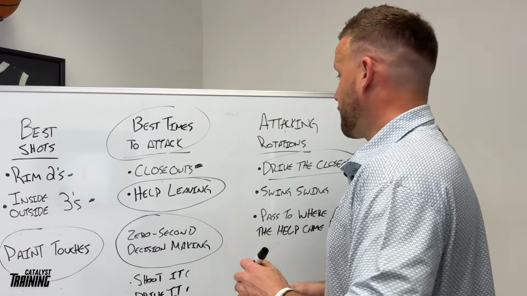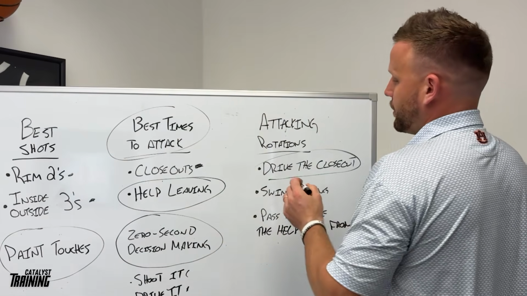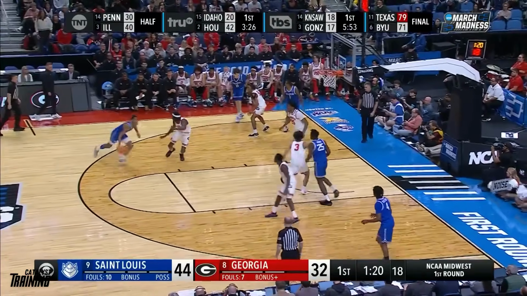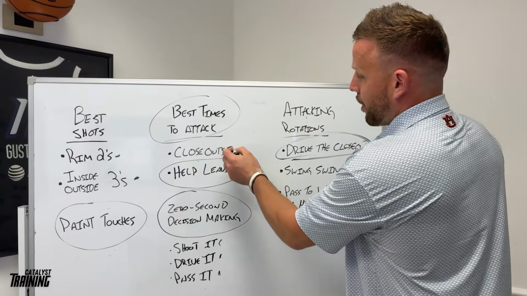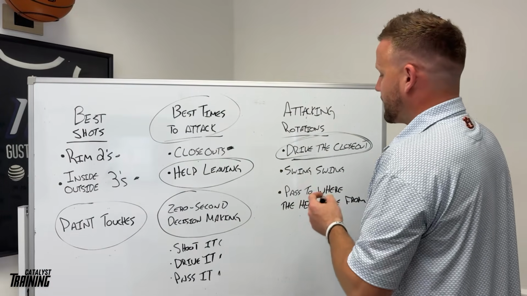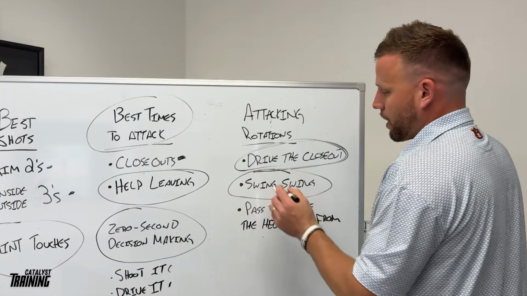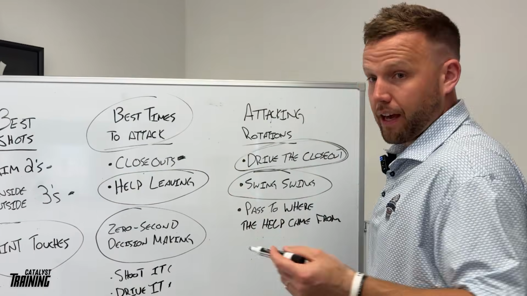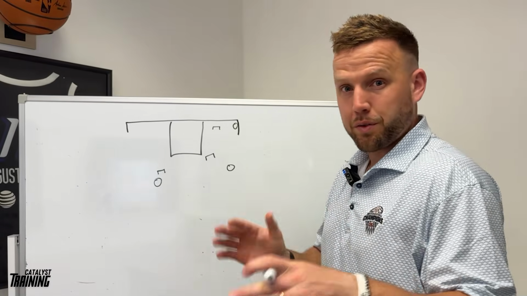This leads us to the third part, which is attacking rotations. Now, first one, when we attack rotations, is we want to drive the closeout. So the best time to attack is off of a closeout. If we get that, we want to drive it. Second one is swing, swing. We're going to talk about that in a second. And the third one is pass to where the help came from. Okay, so now we're going to talk through our swing, swing concept.